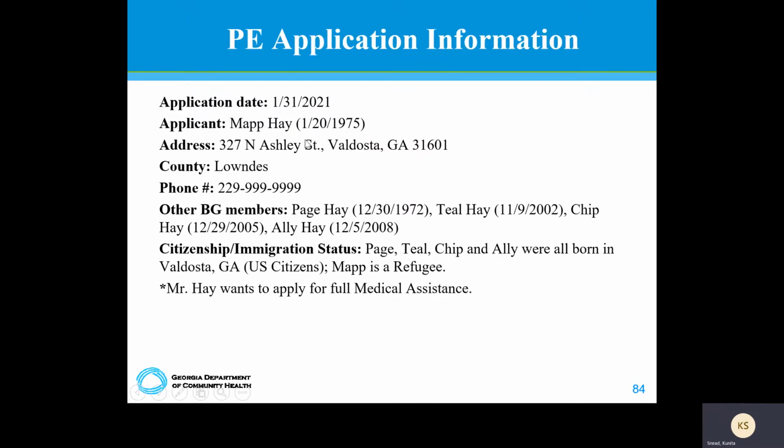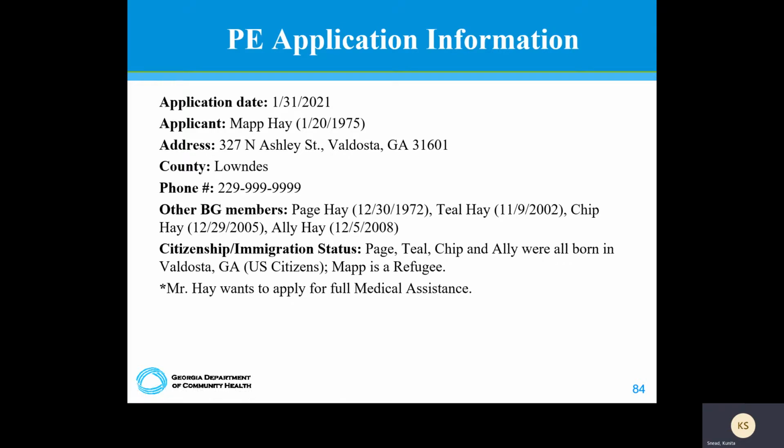So this is their PE application information, the application date. It tells you who the applicant is. It gives you the address, the county, the phone number. It gives you the other budget group members, which was his wife and their 3 kids with their date of birth. And then it says down here that everybody was a U.S. citizen except for Mr. Mapp. He was a refugee. And he was a refugee, remember, from the immigration policy.